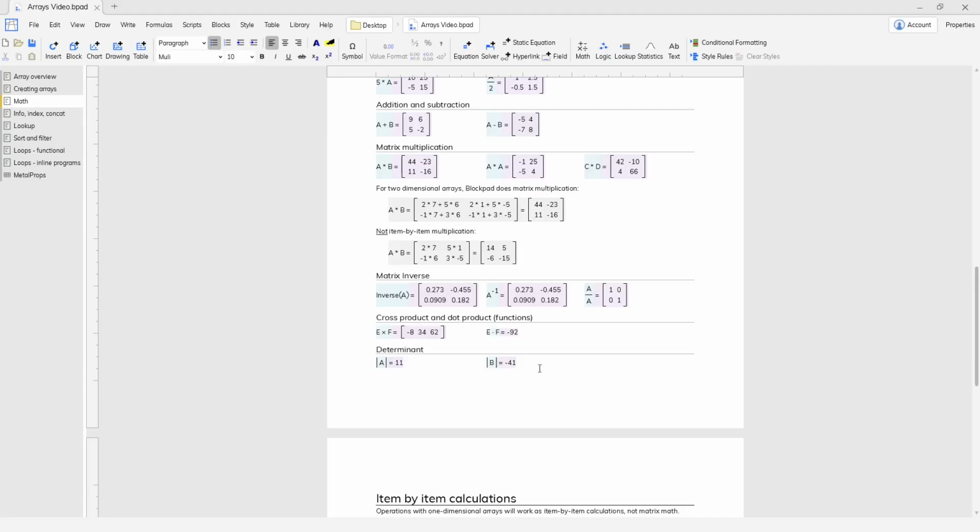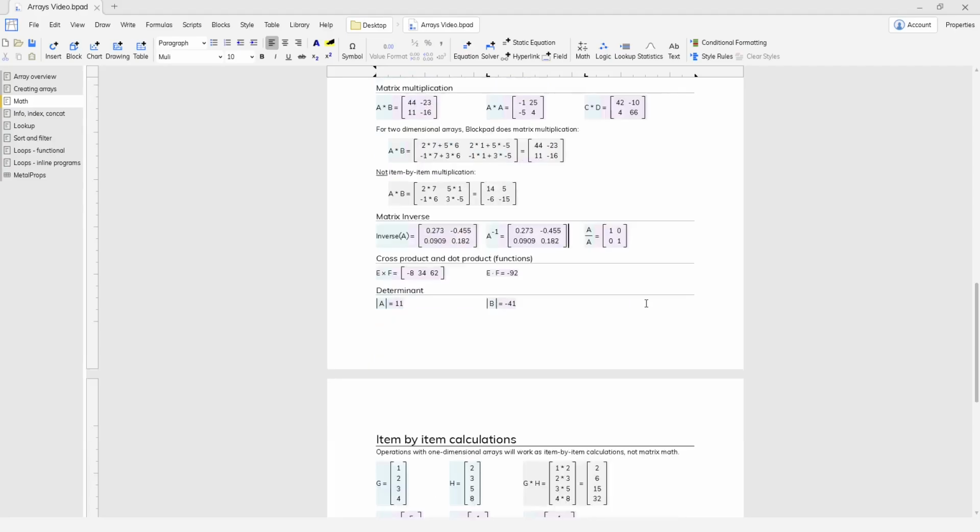For the inverse, we have a function called inverse that will work. You can also raise a matrix to the -1, and that will give the inverse. And also, if you divide a matrix, Blockpad is going to treat that as multiplying it by the inverse. So here, A divided by A is A times the inverse of A, and so you get the identity matrix.